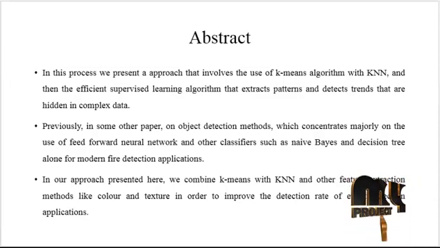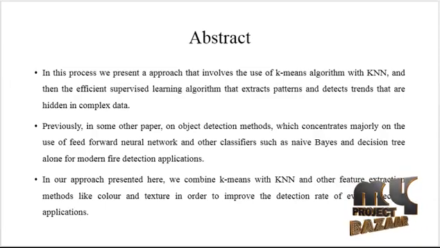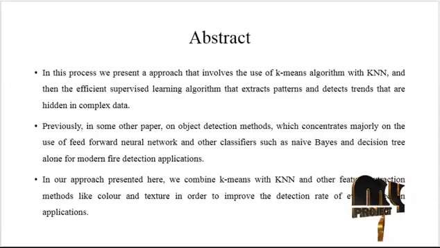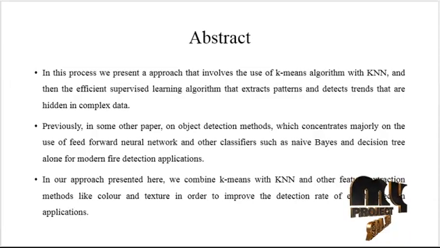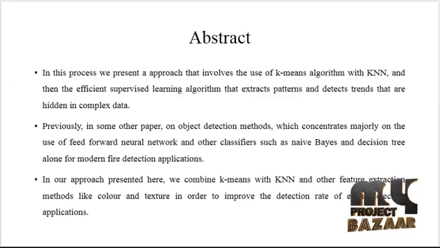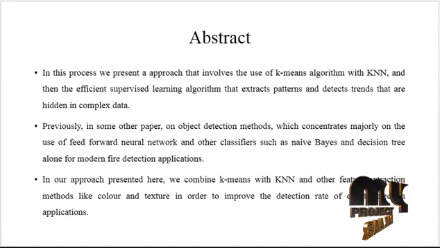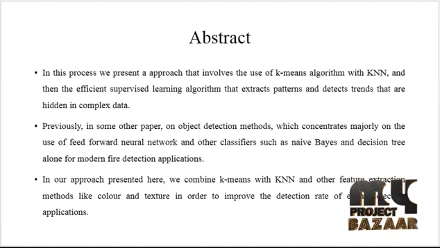Previously, other papers on object recognition and detection methods concentrated majorly on the use of feed-forward neural networks and other classifiers such as naive Bayes and decision tree alone for modern fire detection applications. But in our proposed system, we concentrate on combining k-means with kNN and extracting other features like color and texture in order to improve the detection rate of event detection applications.